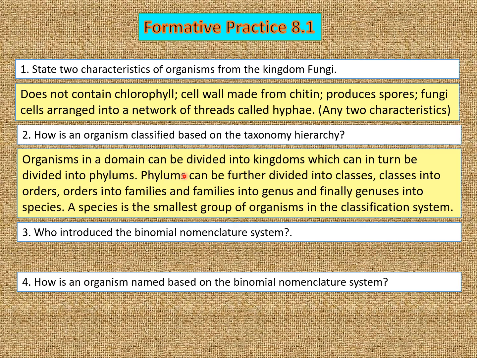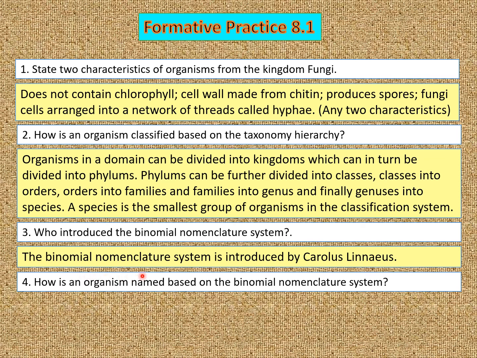Number 2, how are organisms classified based on the taxonomy hierarchy? Organisms in a domain can be divided into kingdoms, which can in turn be divided into phyla. Phylum can be further divided into classes, classes into orders, orders into families, and families into genera, and finally genus into species. A species is the smallest group of organisms in the classification system. Number 3, who introduced the binomial nomenclature system? The binomial nomenclature system was introduced by Carolus Linnaeus.